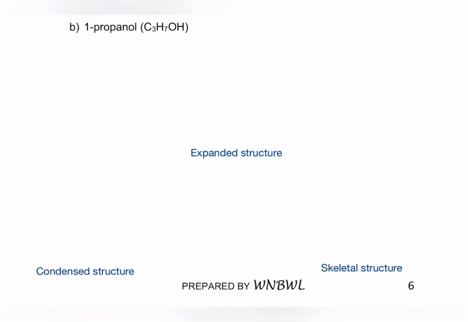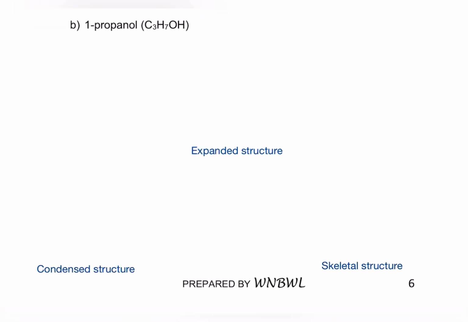Now, let's continue with the second example, 1-propanol. So, you have to show with the numbering the functional group OH at the first carbon. So, that's why the name starts with 1-propanol. And I'm going to highlight this is my functional group at the first carbon. So, let's do the expanded structure first.